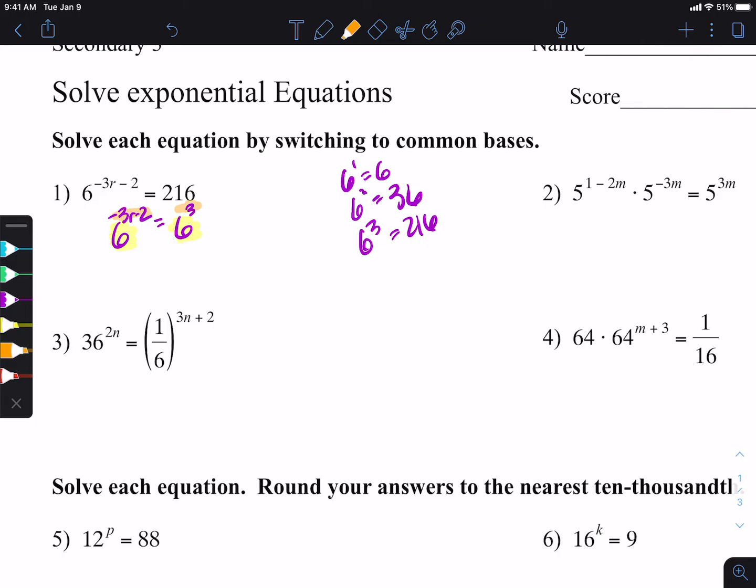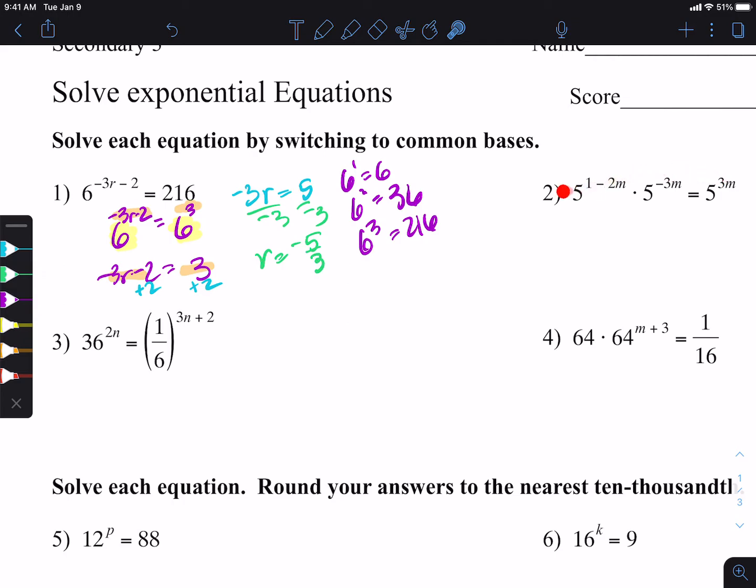So what I can do is drop the bases, since those are already equal to each other, and set the negative 3r minus 2 equal to the 3. And then we can just solve this linear equation like we've always done. So we're going to add 2. So then we get negative 3r equals 5. And then we divide by our negative 3. So then our r is negative 5/3. So if we plug in negative 5/3 into our exponent, then we would end up getting 6 to the third, which is 216. Okay.